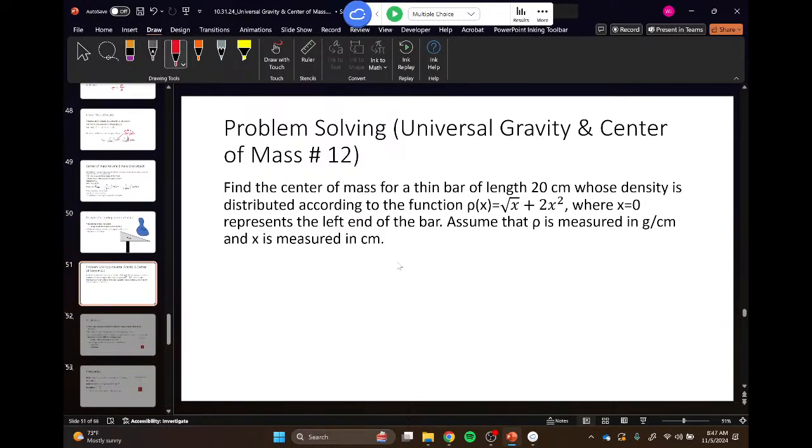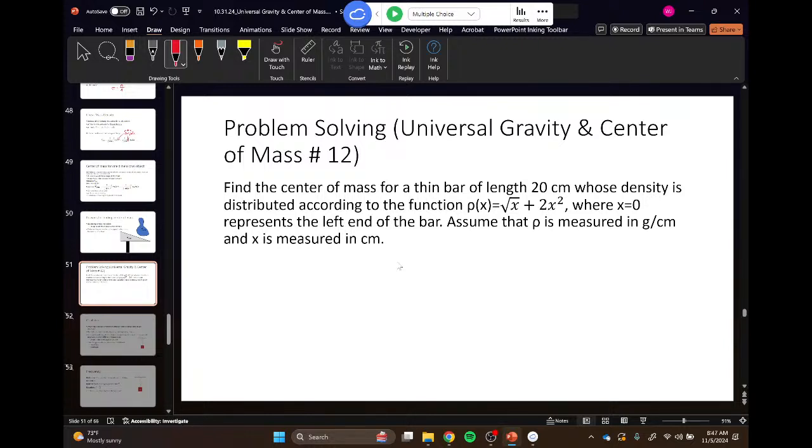All right. This is the only problem I'm going to do with you all related to this. Find the center of mass for a thin bar of length 20 centimeters whose mass is distributed according to the function rho of x equals square root of x plus 2x squared.